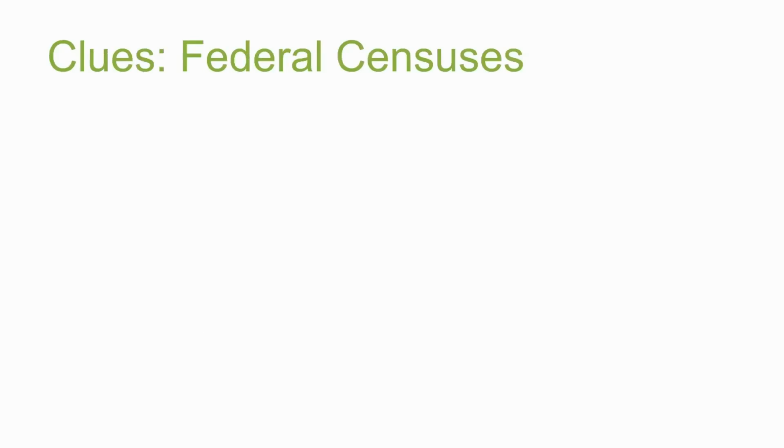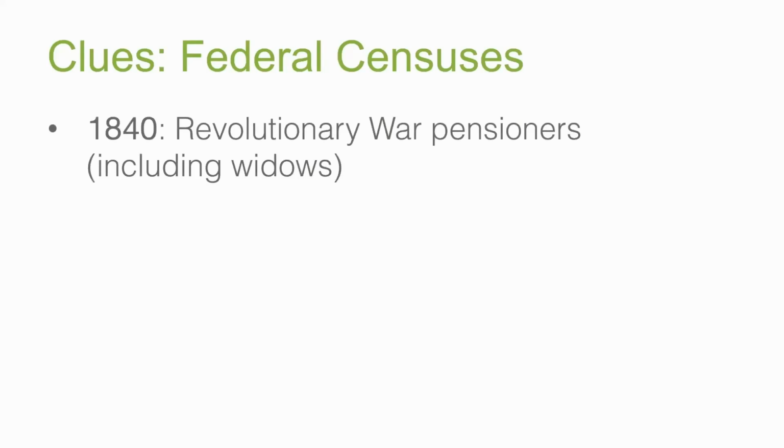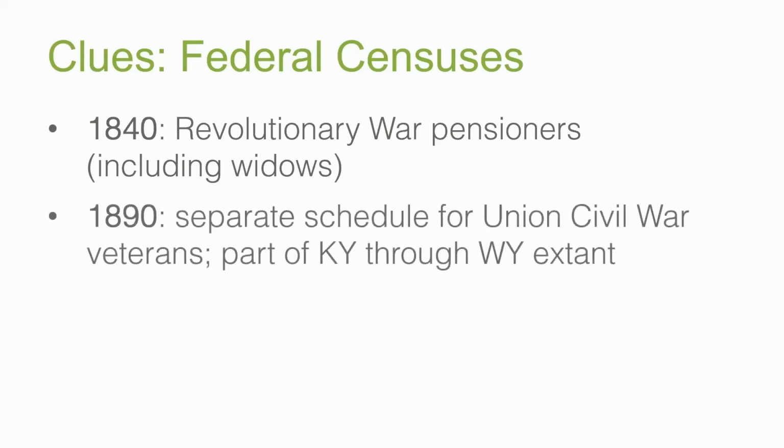Pay attention to the federal census, because it can hold valuable clues. In the 1840 census, even though it only asked for the head of household to be named, it asked if anyone was a Revolutionary War pensioner, and it listed their name on the second page, and that included widows, so a woman could have been listed on it. In 1890, there was a separate schedule for the Union Civil War veterans. Do note that some did burn up with the rest of the 1890 census, but some survived, from some of Kentucky all the way to Wyoming.